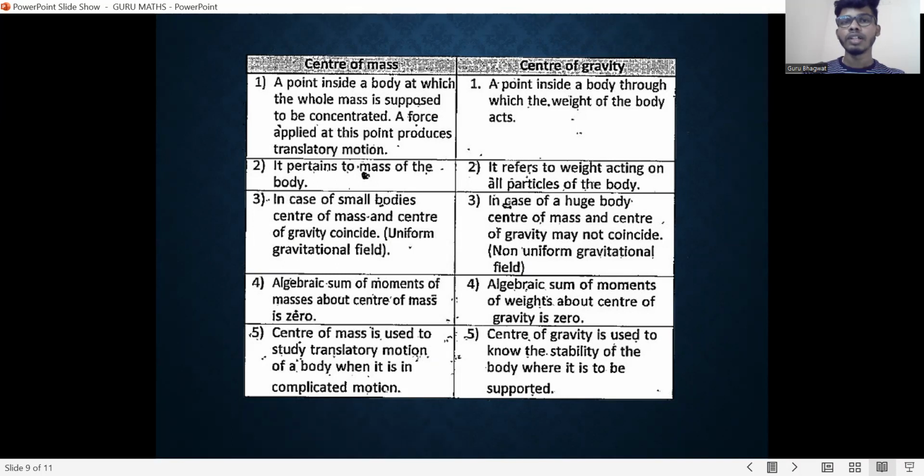We'll conclude that the center of mass mainly works under translatory motion, and the center of gravity works under all the weight that is present in the body. It depends on how the weight acts on the body, and in that way the center of gravity works.